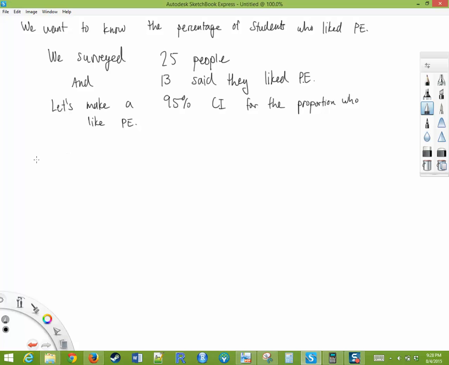So what is P hat? P hat is the proportion in our sample, right? So what is that?